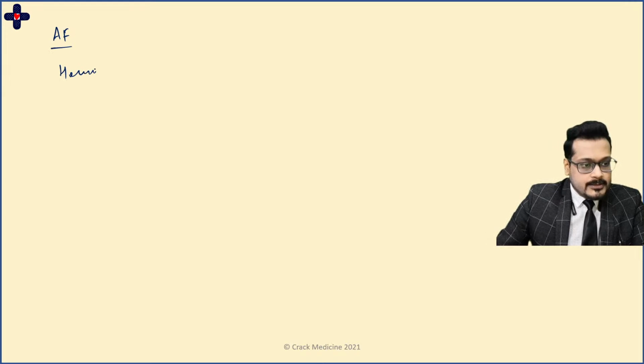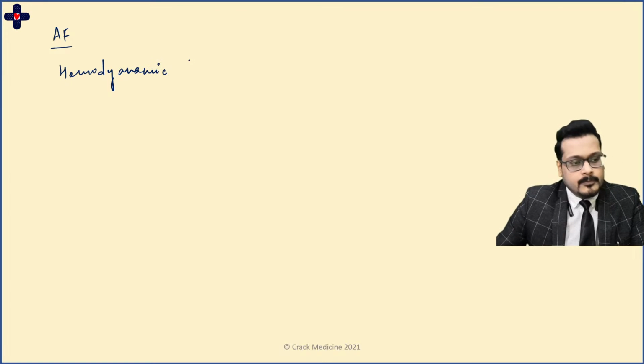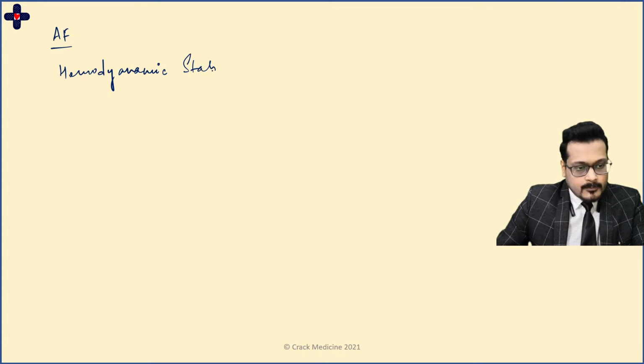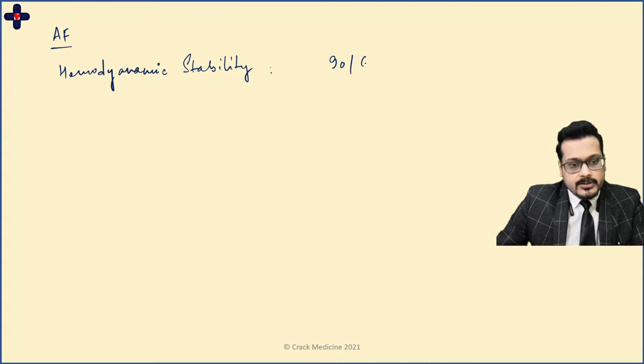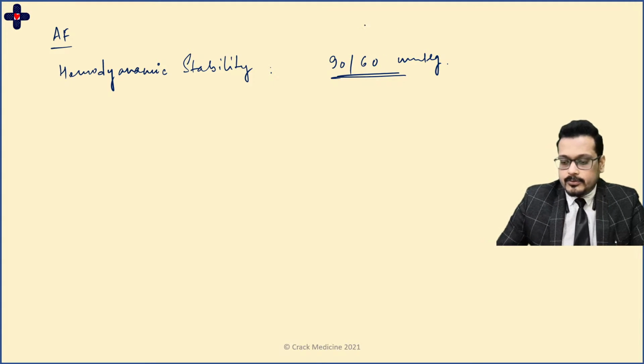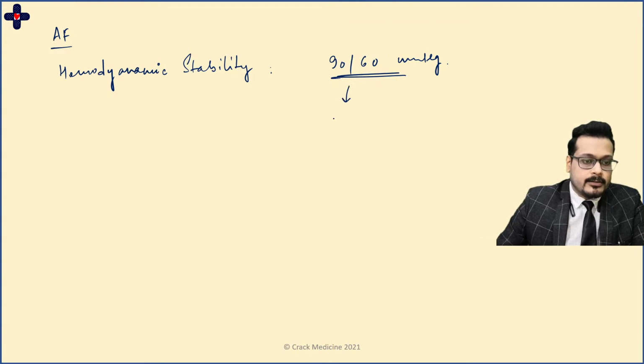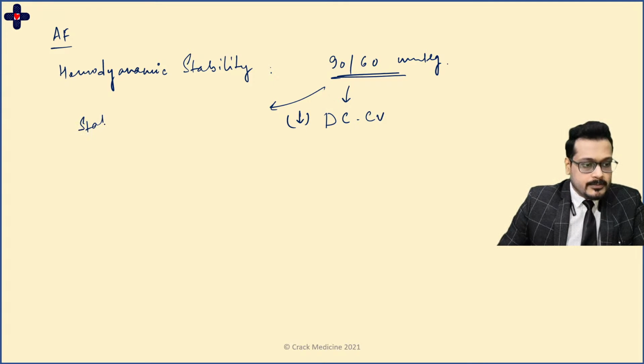The first thing you have to see is hemodynamics. The cutoff value for MRCP examinations is 90 by 60 millimeters of mercury. Anything below this, you will go for DC cardioversion straight. So if it is less than this, then you will go here. If the patient is hemodynamically stable, you will then go for amiodarone.